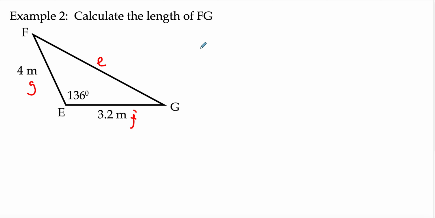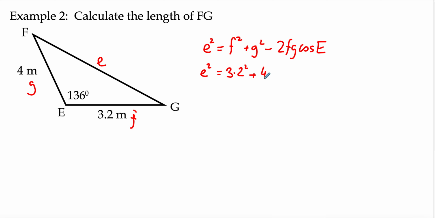Okay. So in this case here, I'm wanting E. Now I should really have gone in that first example back to answer the question properly, but let's look at E squared is equal to the other two letters, squared and added, F squared plus G squared, minus 2 times the letters I've just written down, times the cos of angle E, which is the letter I started with. Substitute in on the right hand side, F is 3.2, G is 4, minus 2 times 3.2 times 4 times the cos of 136 degrees.